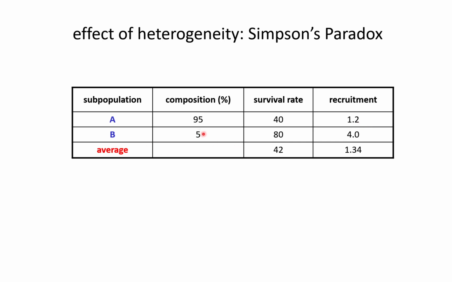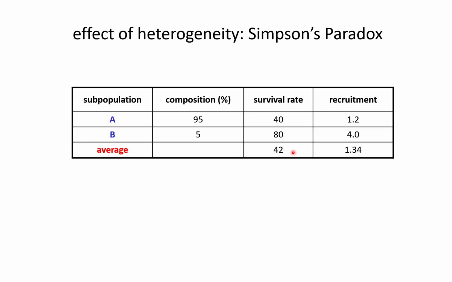Type B, on the other hand, there's only 5% of them, but they have a much higher survival rate and a much greater recruitment. So type A: most of the individuals, low survival, low recruitment. A small proportion are type B: high survival and high recruitment. Now, if you simply average these values, these averages that we see here are weighted averages. If you calculated the survival probability for 100 individuals, 95 of them would have a survival rate of 40%, 5 of them would have a survival rate of 80%, and so the weighted average over the entire population, pooling over the subpopulations, would be 42.